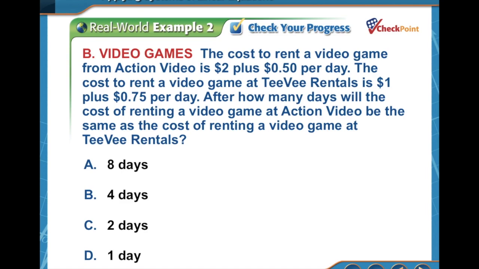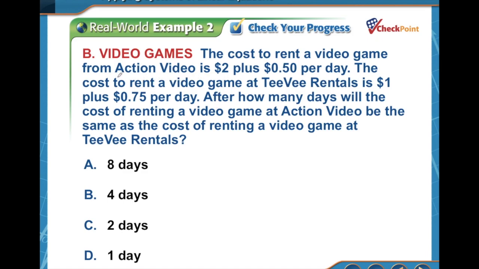So, given all this info, we've got to generate some equations. So let's do it. 2B is about video games. It tells us the cost to rent a video game from Action Video is $2 plus 50 cents each day. The cost to rent a video game at another company called TV Rentals is $1 plus 75 cents per day. After how many days will the cost of renting a video game be the same at both places? Great. So this is exactly like the one we just did, but instead of talking about the other kind of rental companies, we're talking about video games.